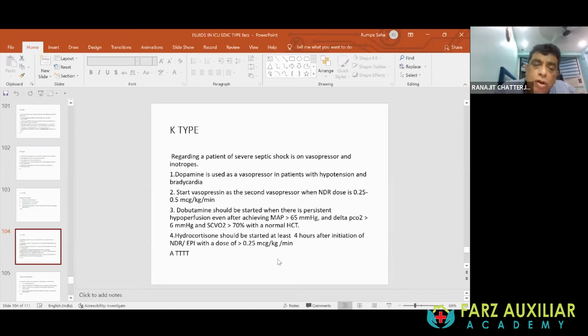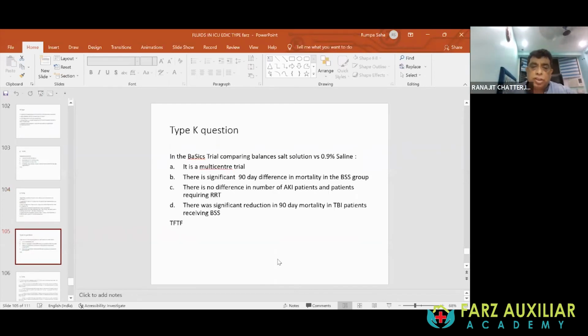Again, there is no advantage of other inodilators like milrinone or levosimendan when compared to dobutamine. And this is the fourth statement, very important. Hydrocortisone should be started at least 4 hours after initiation of norepinephrine when the dose is more than 0.25 microgram per kg per minute. So all these 4 statements are absolutely essential, absolutely important in the treatment of sepsis and fluid resuscitation.